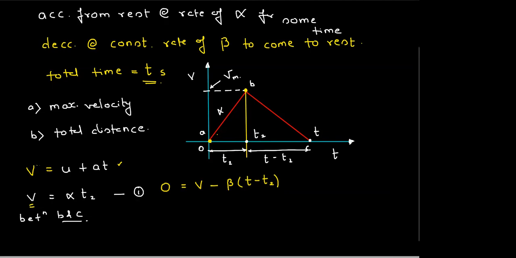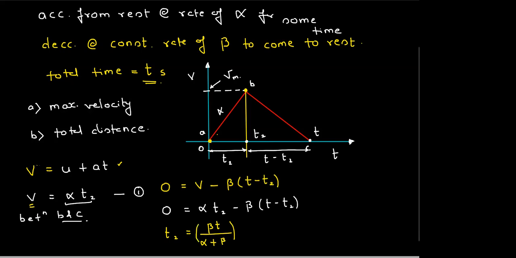Okay, so now u is equal to, now v is what? V is alpha into t2, right? So alpha into t2 minus beta into (t minus t2). Now from here you get the value of t2, isn't it? So t2 will come out to be equal to beta t divided by alpha plus beta.